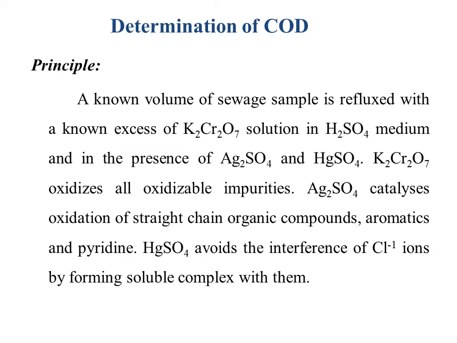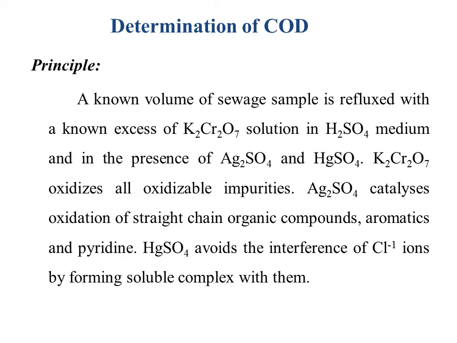Silver sulfate acts as catalyst for the oxidation of straight chain organic compounds as well as aromatic hydrocarbons. And the role of mercury sulfate is that it avoids the interference of chloride ions, if at all, by forming the soluble complex with them. Thus, here you please understand the role of each and every chemical.